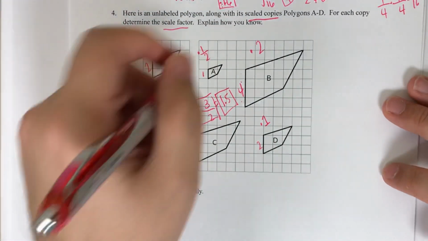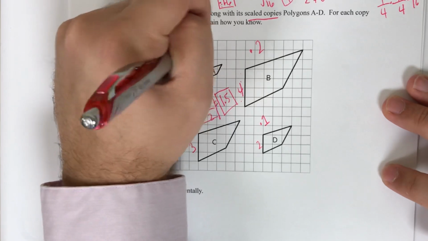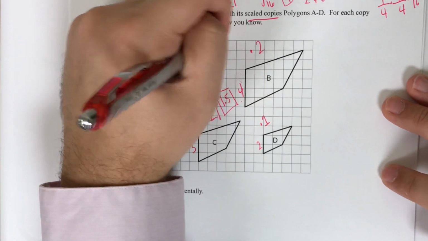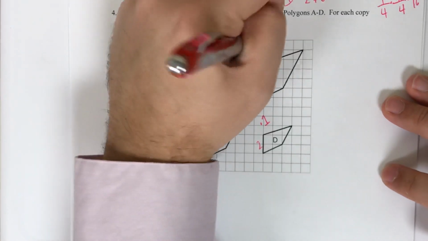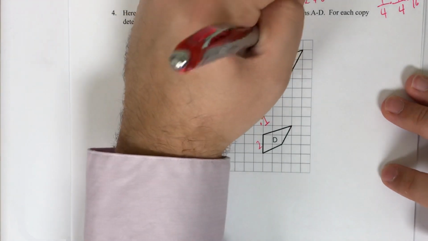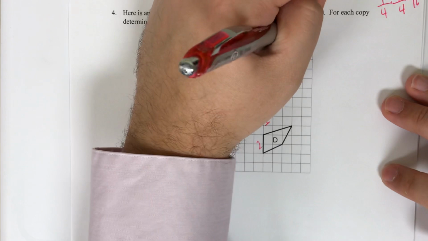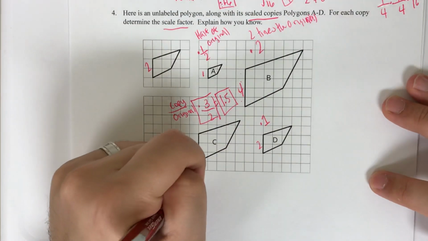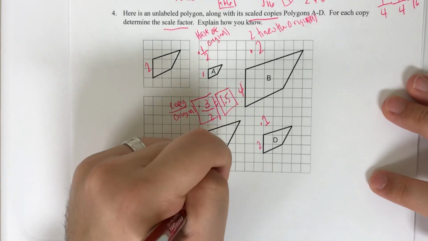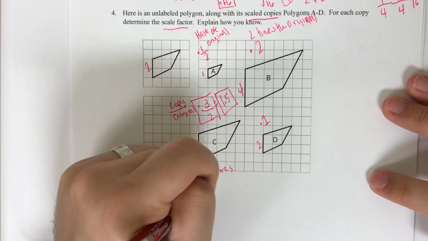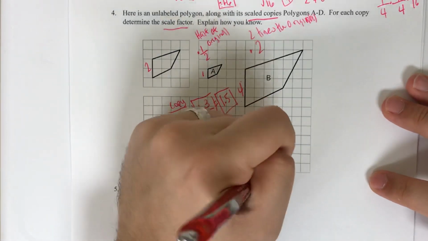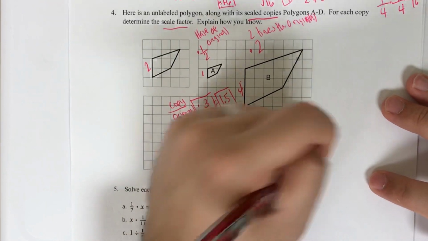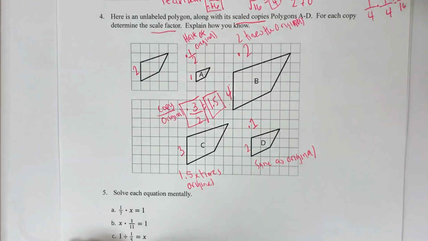The way that you can explain it is this is half of original, 2 times the original, one and a half times original, same as original. Those would be my explanations. Those would work out for this problem, and I'm good to go.